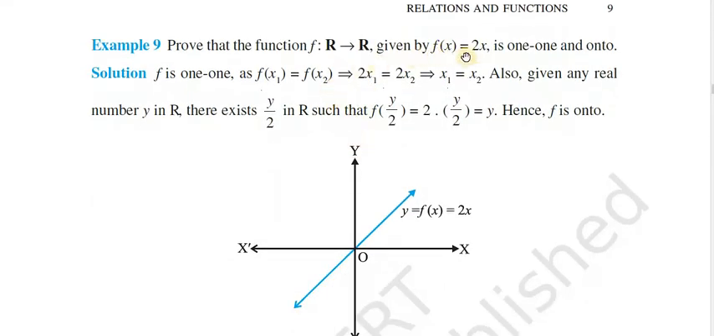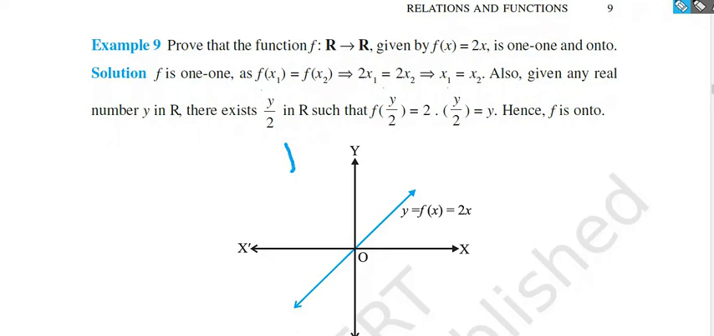Okay, here you see what the function is: f(x) = 2x. So we have to prove this is 1-1 and onto. To prove this, there is like one algorithm type of thing. Okay, so there is an algorithm. So what is the algorithm?